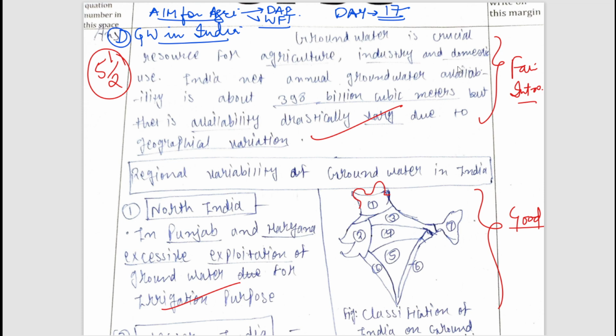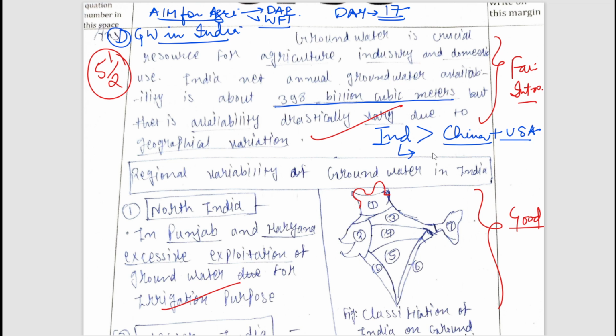So nicely introduced. Availability is around 398 billion cubic meters, but availability is drastically varying due to geographical variation. And again, we must add here that we are highly using the groundwater. The groundwater usage of India is more than the combined groundwater usage of China plus USA.